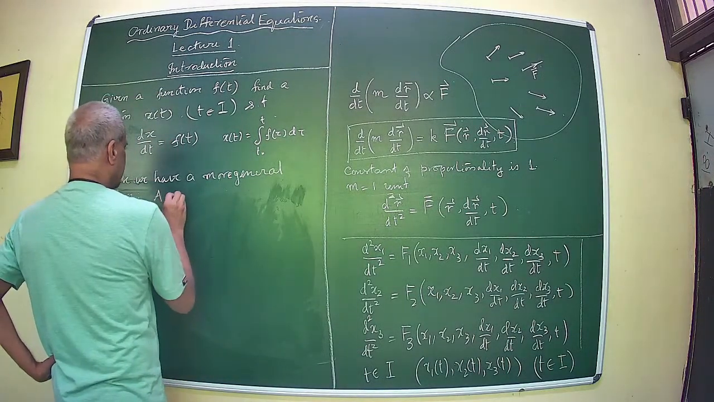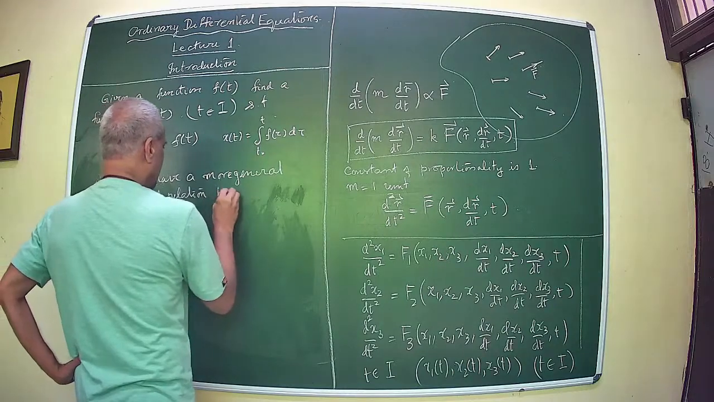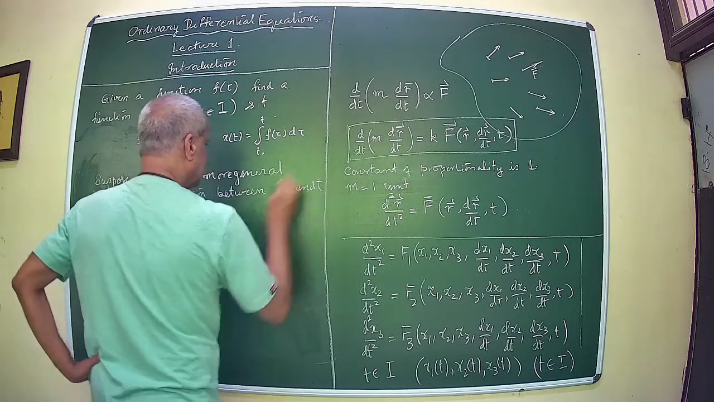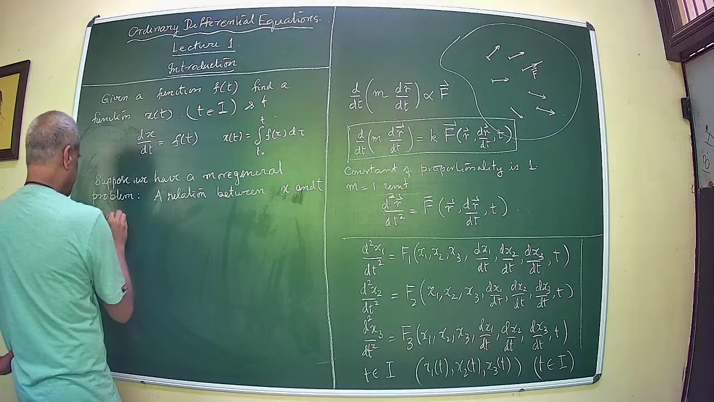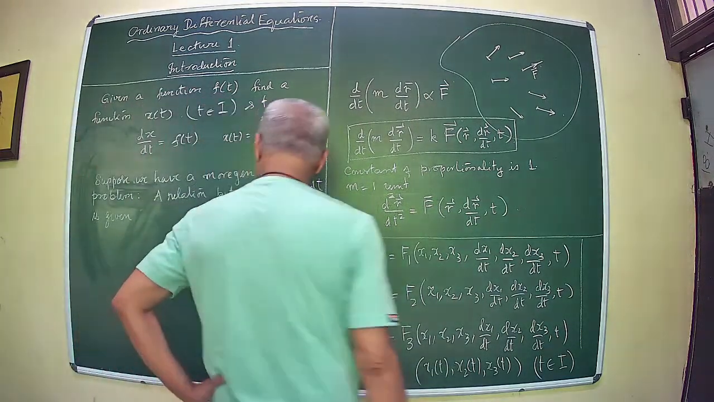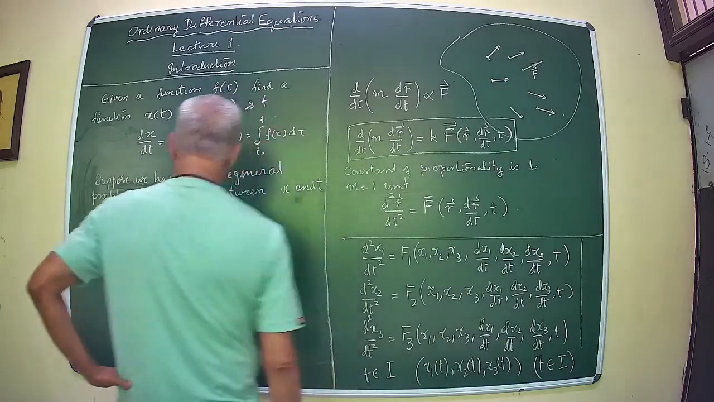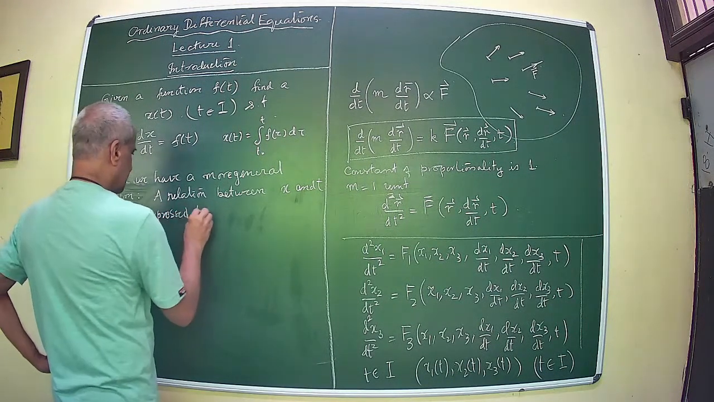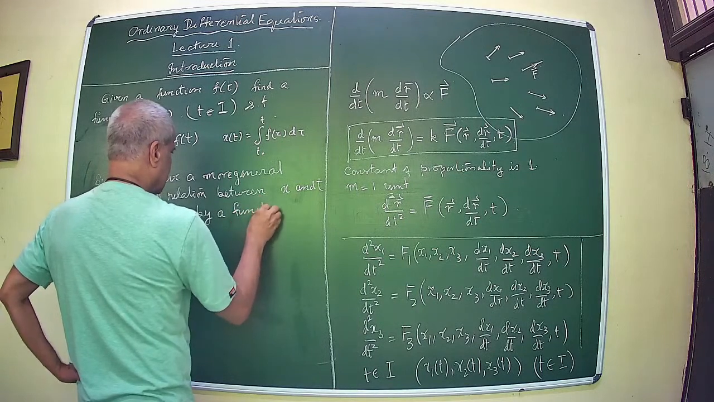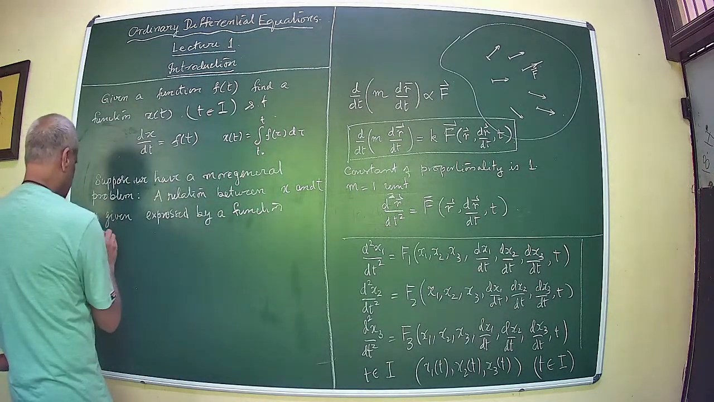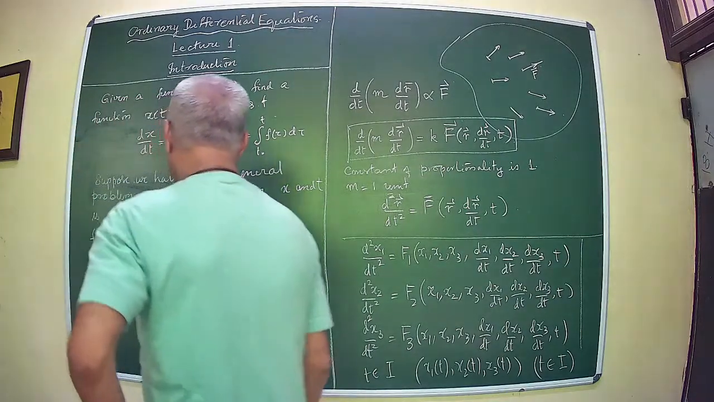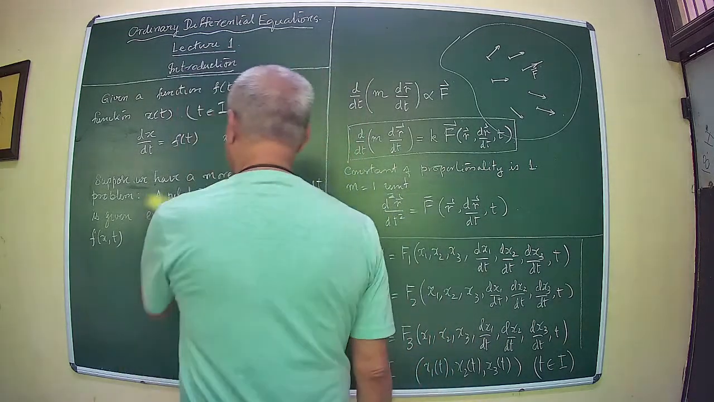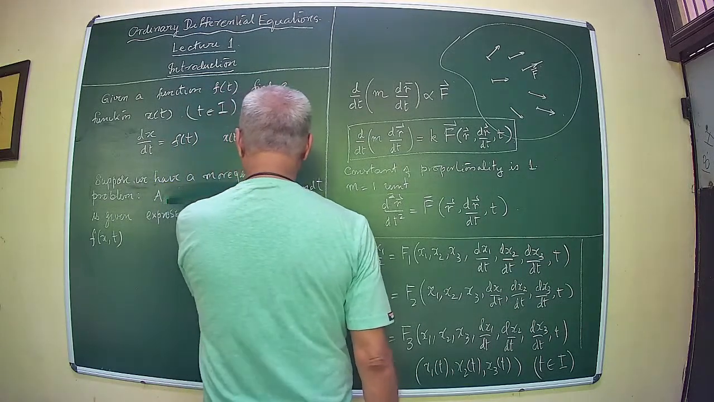A relation x and t is given, f of x t. What I would say is, rather than saying a relation, you should have some kind of equality there.